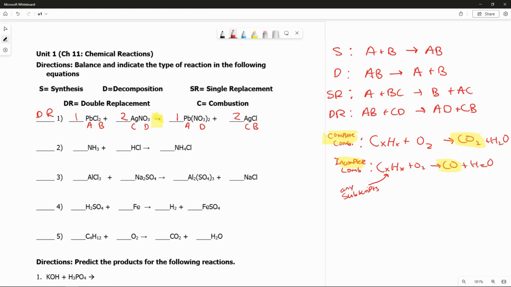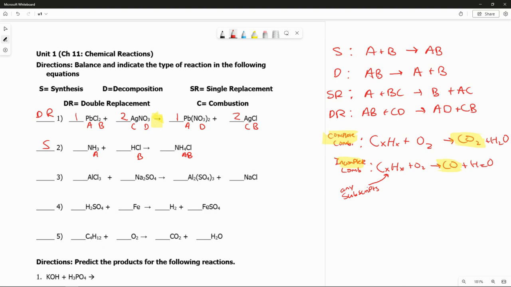All right, moving on to the second one. We have NH3 plus HCl becomes NH4Cl. So we have A, we have B, and now we have AB as a whole. That is going to be synthesis, S.